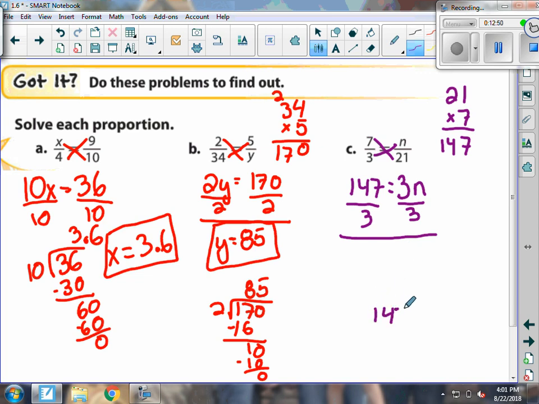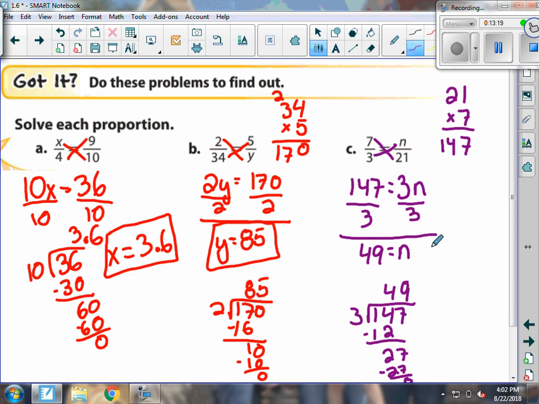So I'm going to do some long division here. How many times does 3 go into 14? It goes into 14 4 times. That's 12. So I subtract 14 minus 12 is 2. How many times does 3 go into 27? 9. 3 times 9 is 27, so it's zeroed out. So we have 49 is equal to n.